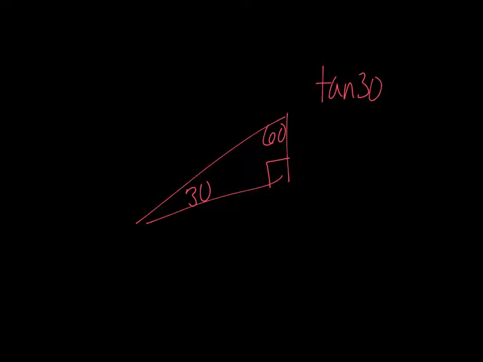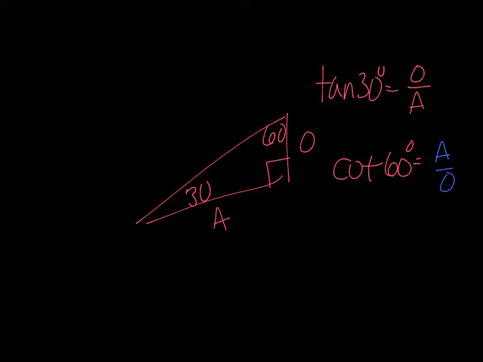Let me draw another triangle. So if we have our triangle right here, okay, so we have 30 and the 60. Tangent of 30 degrees is opposite over adjacent. So we've got opposite over adjacent. Well, cotangent of 60 degrees, let's get a different color, cotangent of 60 degrees is adjacent over opposite. Remember, we flipped that. Well, for 60 degrees, here's adjacent and here's opposite. So we talked about the exact same sides, whereas the opposite of one is the adjacent of the other, so they match up.